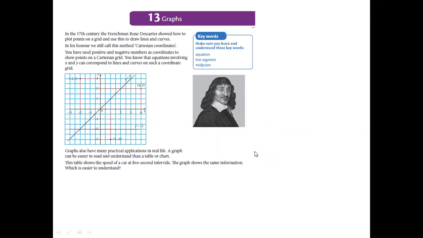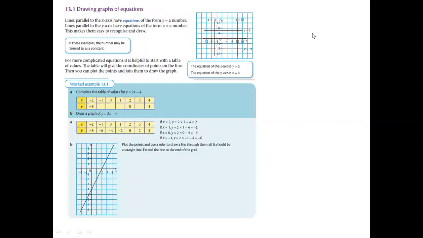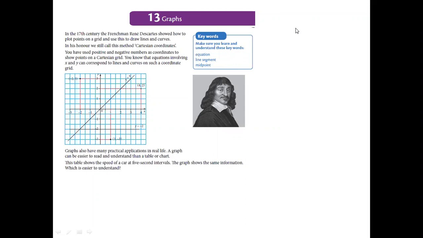So, we always use the keywords equation, line segment, and midpoint. Please check them with your dictionaries. Please check these words in the dictionary if you don't understand their meaning.